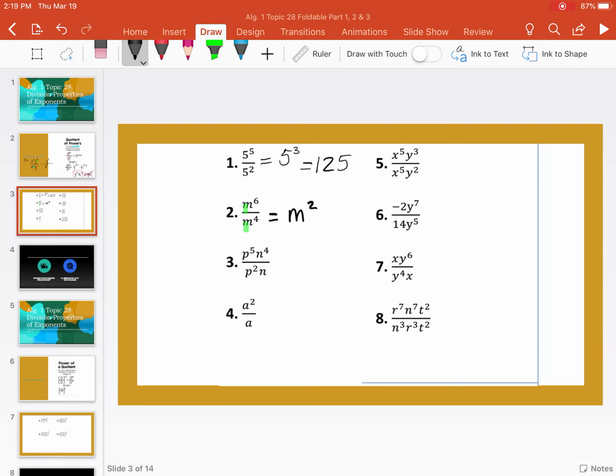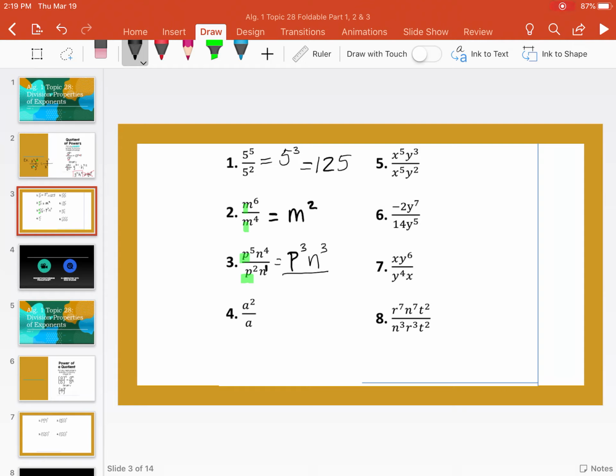Then we have p to the 5th, n to the 4th, divided by p squared, n. Now this is n raised to the first power. So if we want to rewrite this, if we just look at our p right here, p to the 5th over p squared gives us p to the 5 minus 2, which is p to the 3rd, and then n to the 4 minus 1 is n to the 3rd.